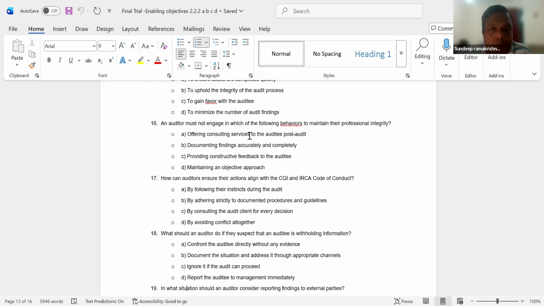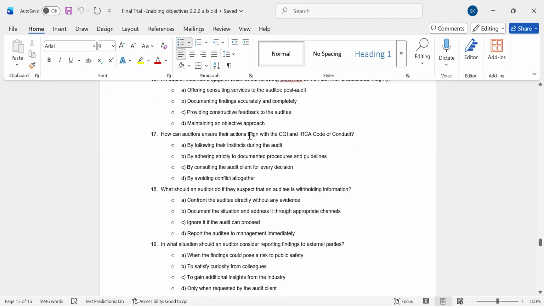Next question. Okay, 17. How can auditors ensure their actions align with the CQI and IRCA code of conduct? A. By following their instinct during the audit. B. By adhering strictly to documented procedures and guidelines. C. By consulting the audit client for every decision. And D. By avoiding conflict altogether.